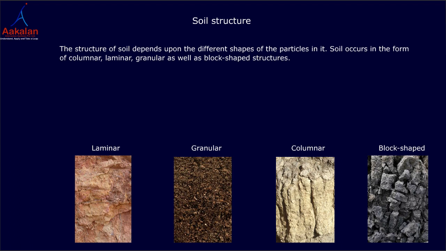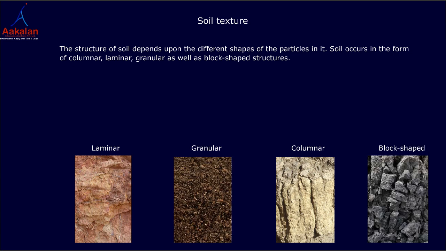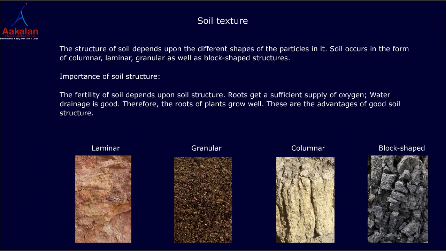Soil structure. The structure of soil depends upon the different shapes of the particles in it. Soil occurs in the form of columnar, laminar, granular as well as block-shaped structures. Importance of soil structure. The fertility of soil depends upon soil structure. Roots get sufficient supply of oxygen. Water drainage is good. Therefore, the roots of plants grow well. These are the advantages of good soil structure.